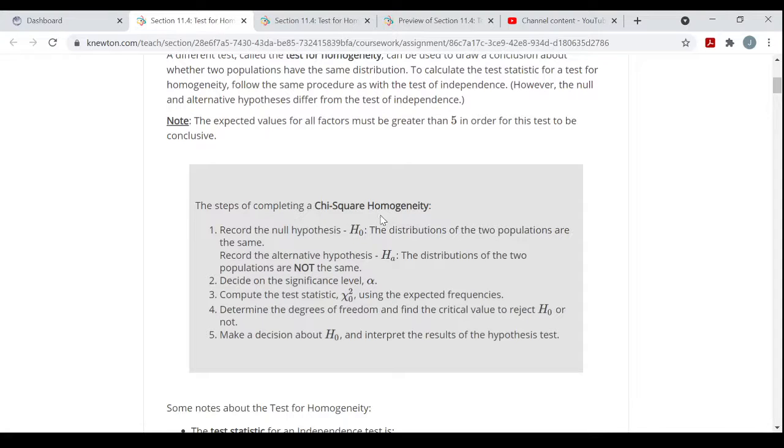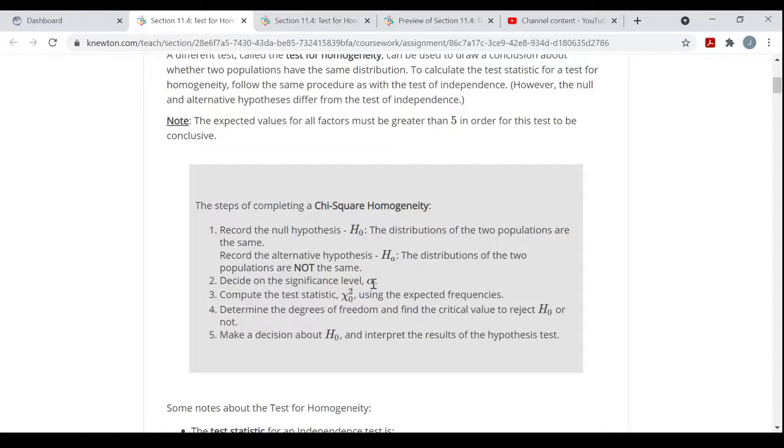The steps of completing a chi-square homogeneity test are basically the same steps you follow for any hypothesis test when you're doing the critical value method. One is the hypotheses. In this case, for the homogeneity test, are these two distributions the same or not? The null hypothesis will be assuming that they are the same: the distributions of the two populations are the same. The alternative hypothesis will be the opposite, that the distributions of the two populations are not the same.